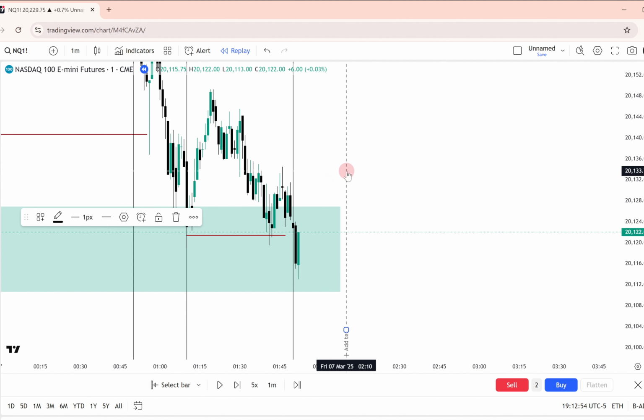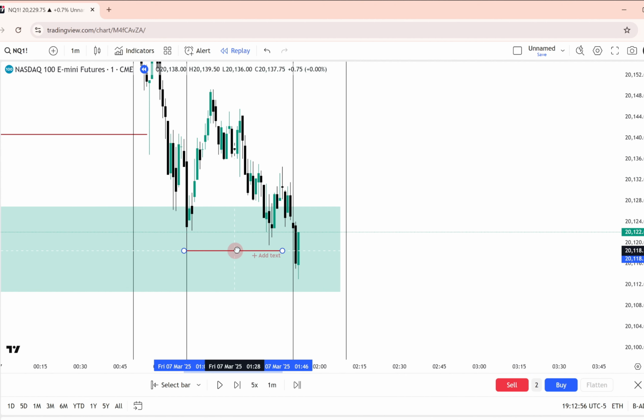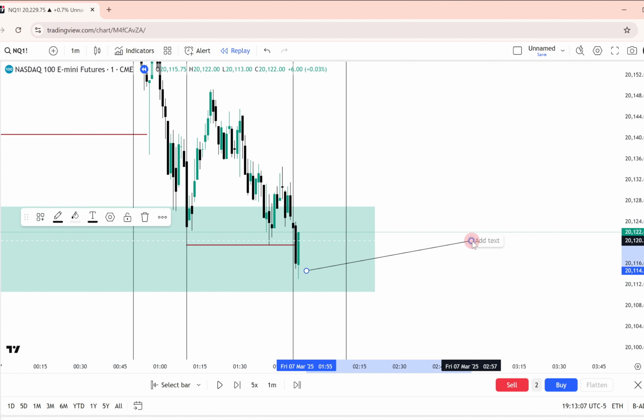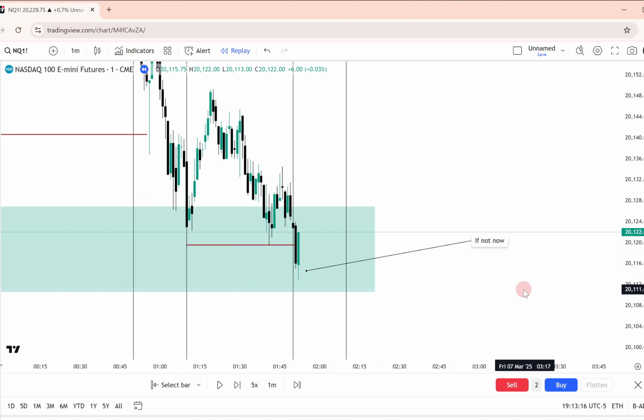What's coming up, right? Now, you can see here at this point, we've come down, we've swept this low. We're in the bottom portion of this fair value gap. Price is either going to react from this point or it's not. It's something that I like to call this: if not now, then when? Because if it doesn't react now, then when will it react?